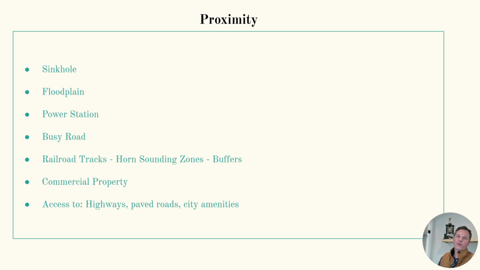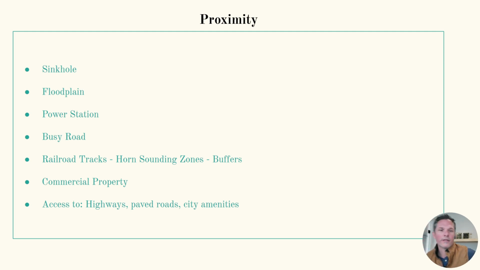Other negative things, or could be positive, how close are you to a sinkhole, to a floodplain, power station, a busy road, railroad tracks? Things to consider there are horn sounding zones or buffers like trees or other properties or improvements that could potentially buffer the sound between you and the railroad tracks. Commercial property could be anything, could be retail space, could be a gas station. Access to highways, this could be positive or negative.